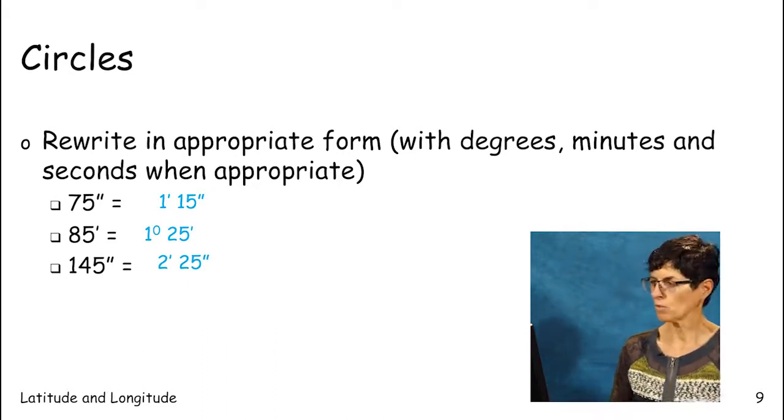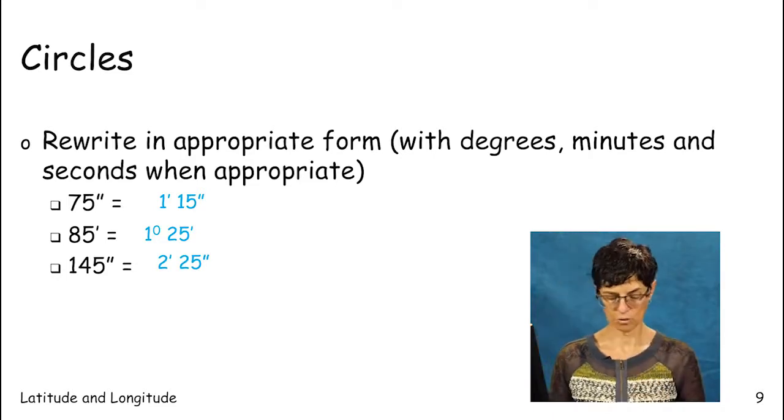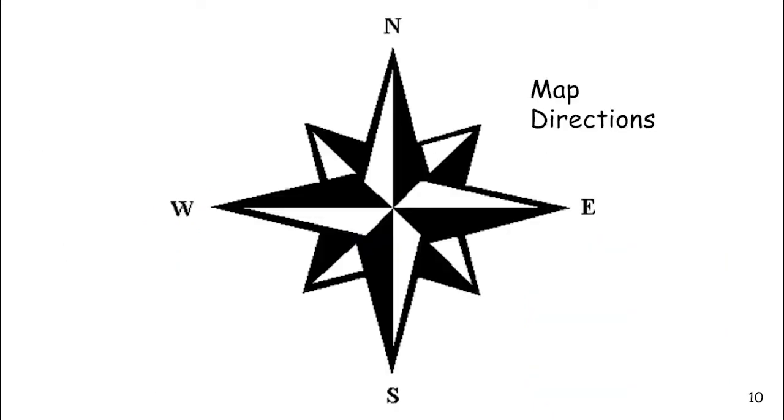One more thing we need to understand in order to understand latitude and longitude are map directions. And at this point, the only directions we need to know are north, south, east, and west. And we'll see that latitude is given as either north or south of the equator. And then longitude is given as either east or west of the prime meridian.